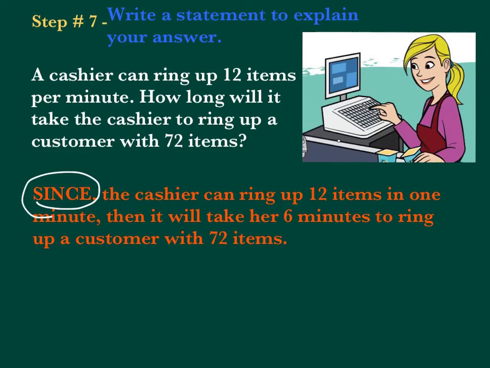Since the cashier can ring up 12 items in 1 minute, then it will take her 6 minutes to ring up a customer with 72 items. It's almost like writing a hypothesis in our science investigations when we use if and then, but instead of using if, we use since because we are already given the information.